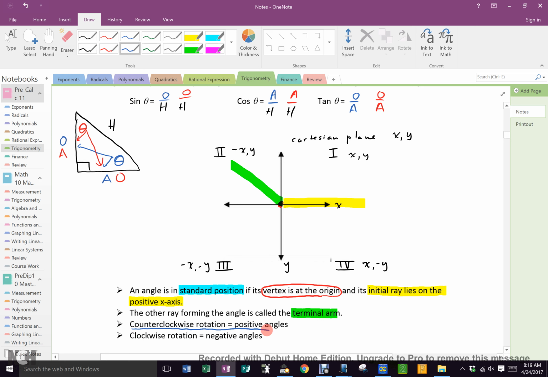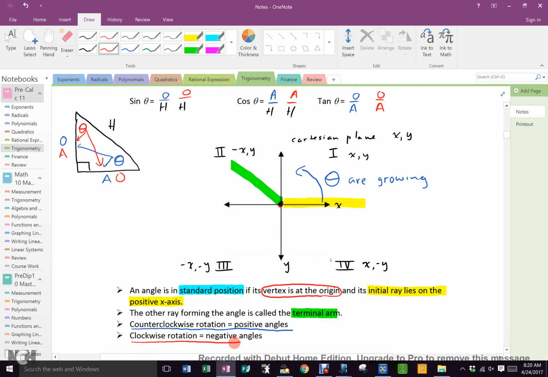Counterclockwise rotation is a positive angle. So if I go that way, my angles, theta, are growing. So this angle here is greater than 90, yes? But it doesn't make it to 180. So this angle would be like 135 degrees. Everybody cool? Okay.